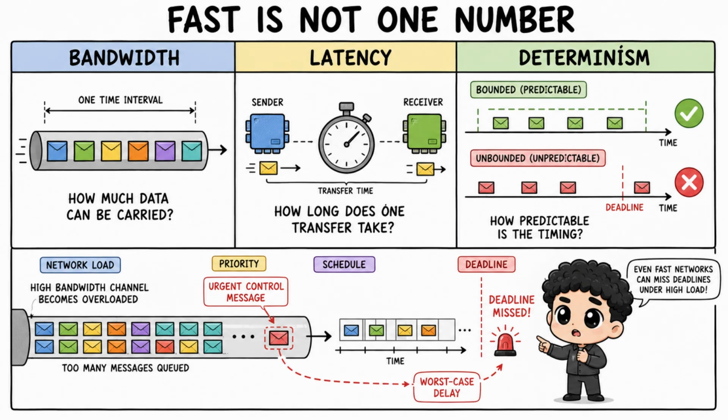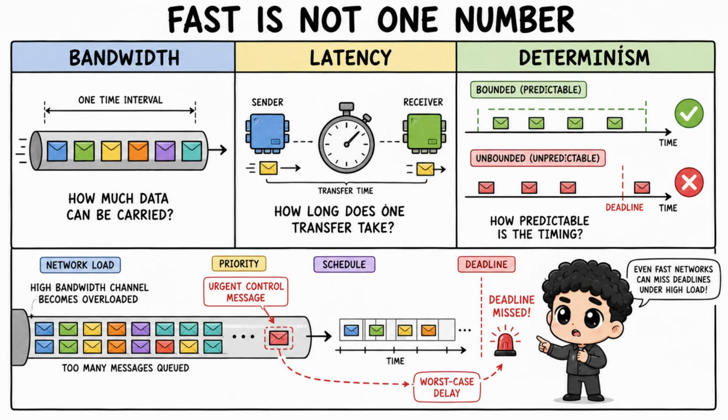Three important properties are bandwidth, latency, and determinism. Bandwidth describes how much information a communication channel can carry over time. Latency is the delay between information becoming available at the sender and becoming usable at the receiver. Determinism concerns how predictably the communication timing can be bounded.